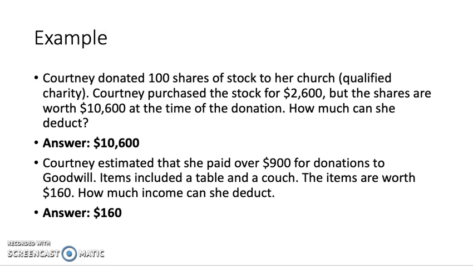Courtney estimated that she paid over $900 for donations to Goodwill. Items include a table and a couch. The items are worth $160. How much can she deduct? This is the same concept here. You're deducting the fair market value of the items currently, which would be $160, not the amount that she paid, which was $900.